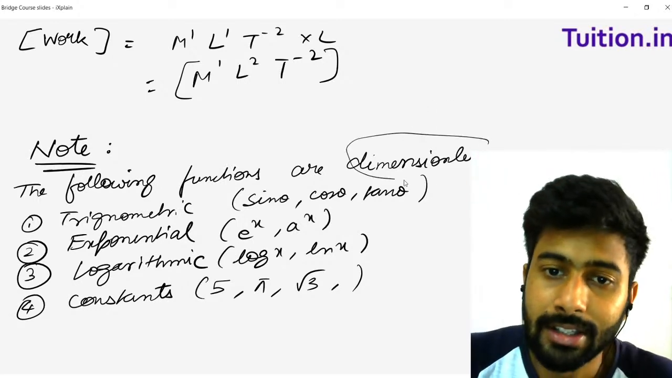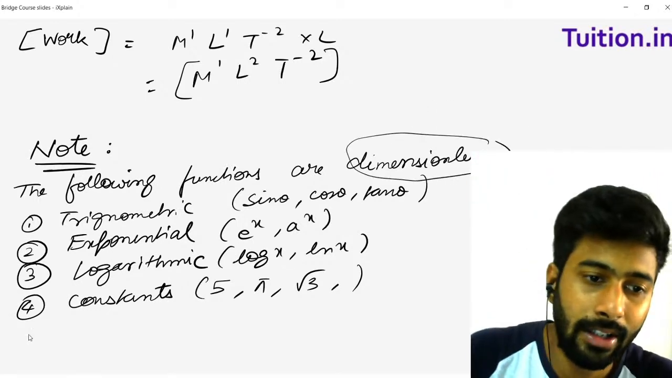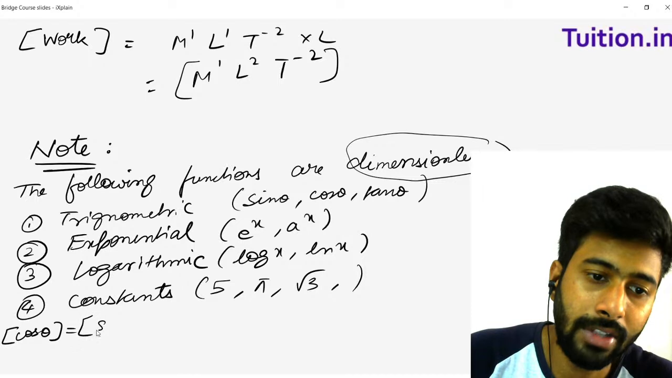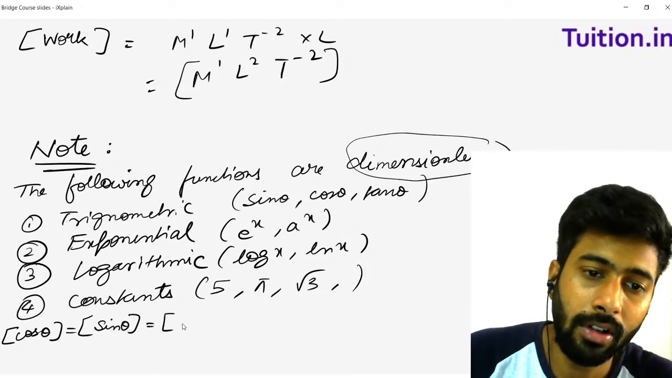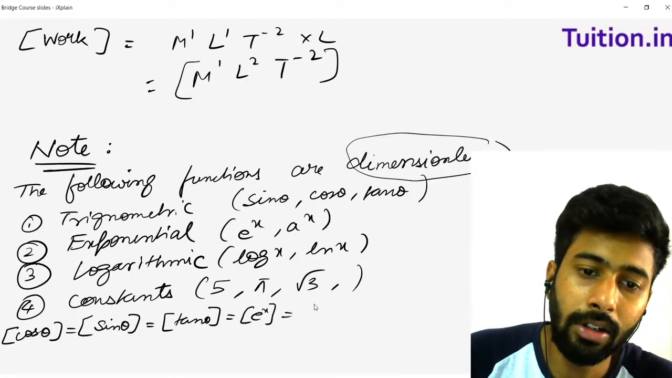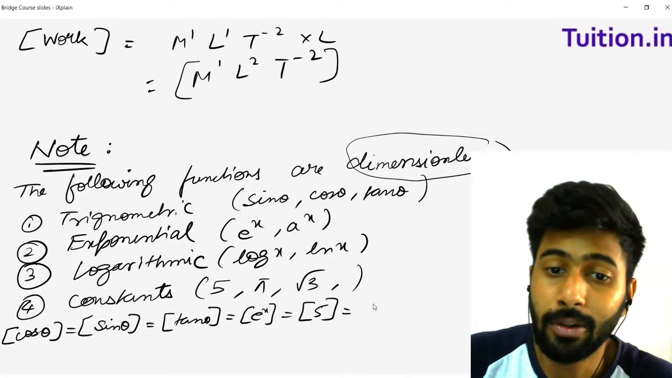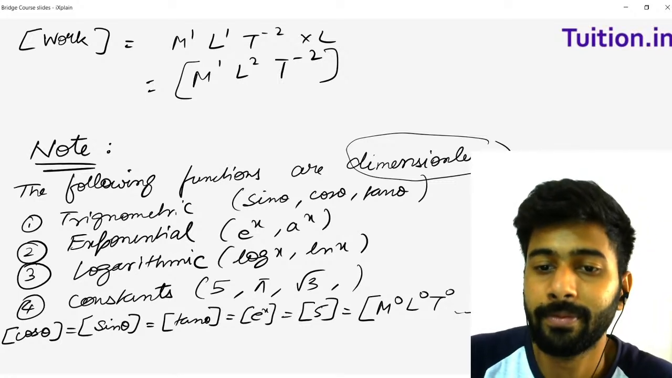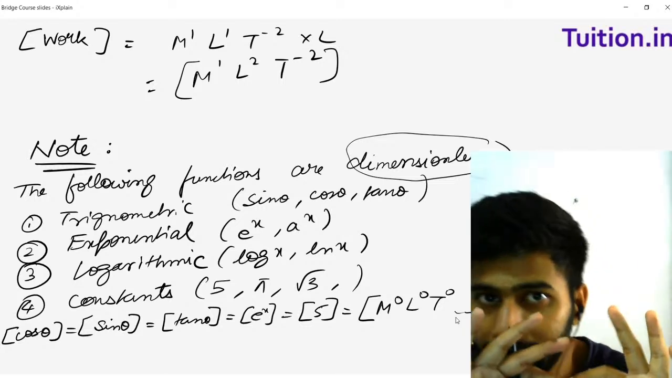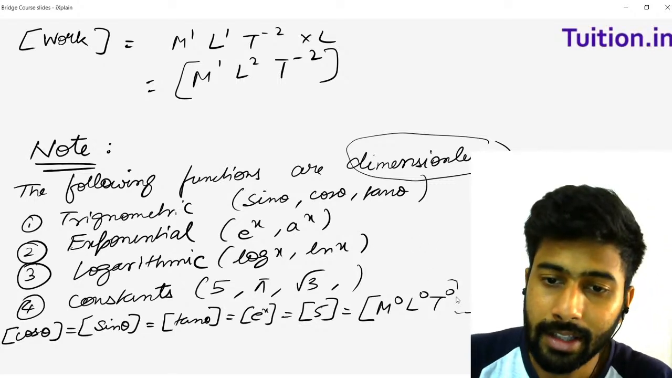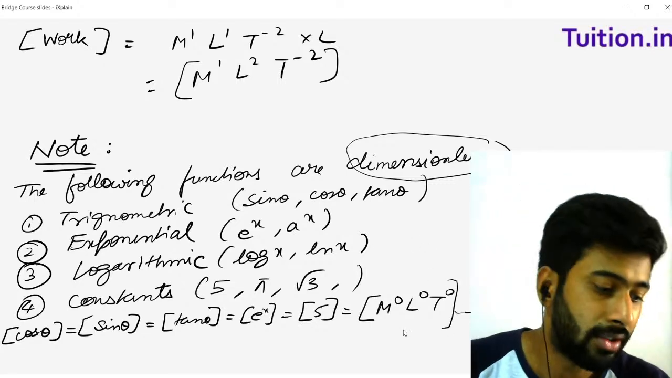What do you mean they are dimensionless? When I say dimensionless, I mean to say that dimension of cos theta is equal to dimension of sine theta, is equal to dimension of tan theta, is equal to dimension of e power x, is equal to dimension of 5, and that's equal to mass power 0, length power 0, time power 0, and all the other quantities power 0. Which means you are not taking any of these fundamental physical quantities at all. Okay, so this is what I mean by this note.